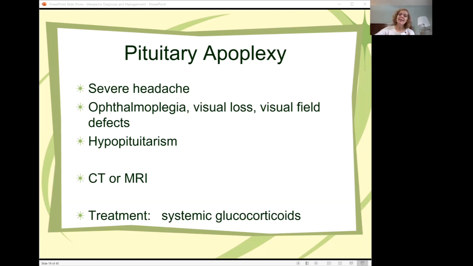Ophthalmoplegia occurs in 70% of patients. So patients with a sudden headache associated with inability to move the eyes or vision symptoms should be sent immediately to the ER for neuroimaging. This condition can result in death very quickly due to the lack of pituitary hormones being released. In the ER, they will receive systemic glucocorticoids that are necessary for survival.